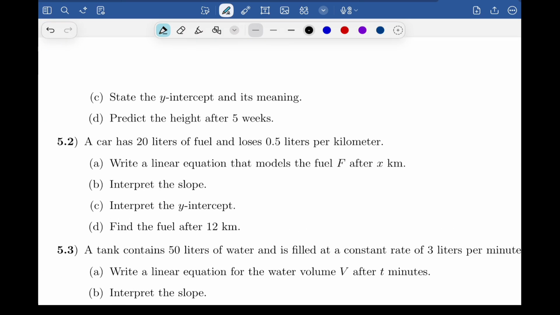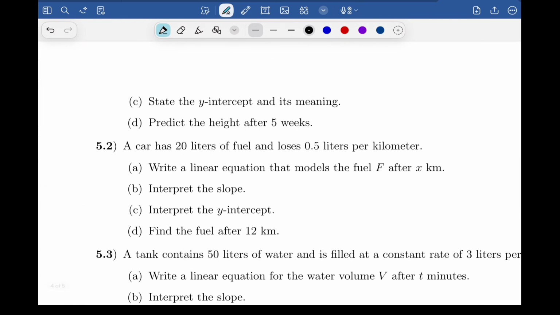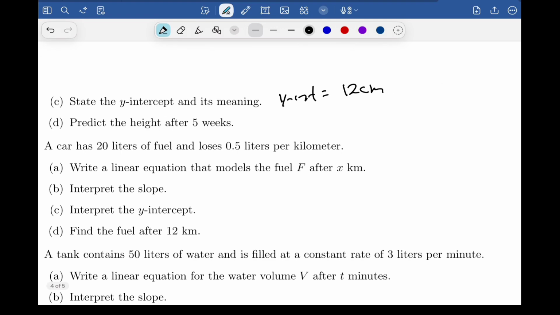Then state the y-intercept. According to this, it is 12. Okay, the y-intercept is going to be 12 centimeters. But what is the meaning? The meaning is the initial height. Okay, the initial height or the initial length. Well, in this case, it will be better height. The initial height of the plant. Okay, initial height.